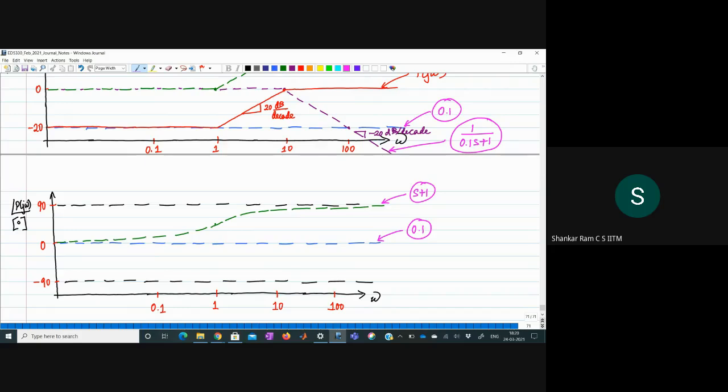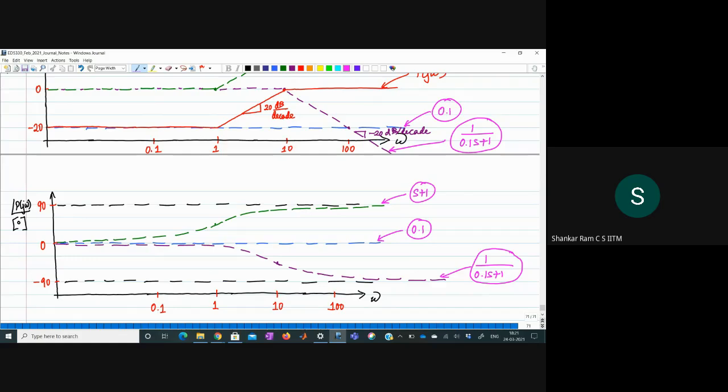Then how do we plot the phase plot of 1 by 0.1 s plus 1? It will go from 0 to minus 90 degrees, right? And at a frequency of 10, it is going to have a value of minus 45. So the phase plot of 1 by 0.1 s plus 1 will be like this. Okay, so this will be the phase.